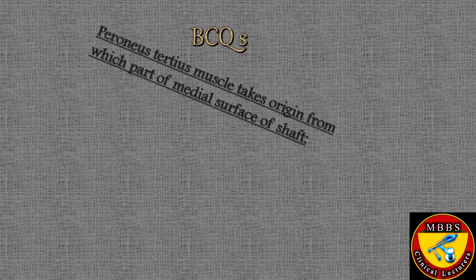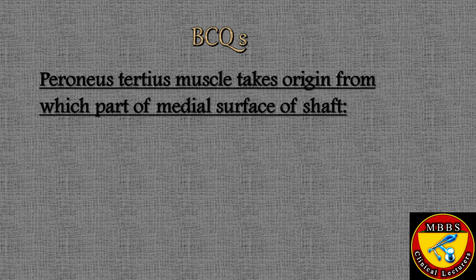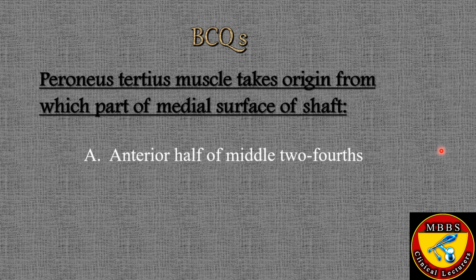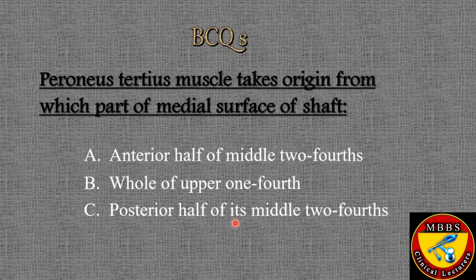MCQs. The peroneus tertius muscle takes origin from which part of the medial surface of the shaft? The anterior half of the middle two-fourths, the whole of the upper one-fourth, the posterior half of the middle two-fourths, or the lower one-fourth. Now I hope you will not be confused, because we have repeated this.